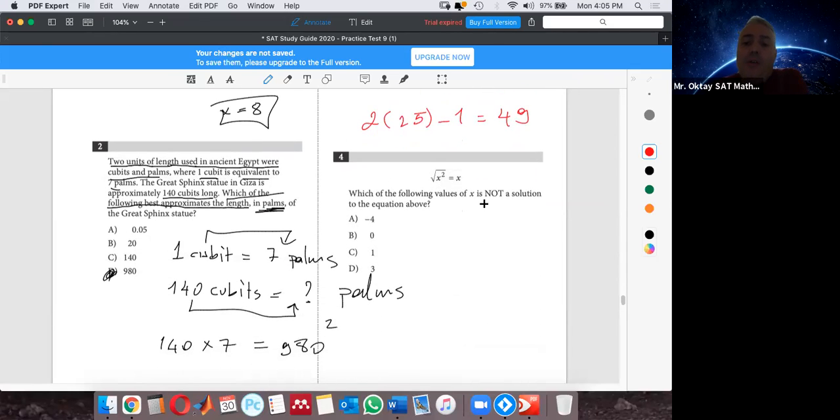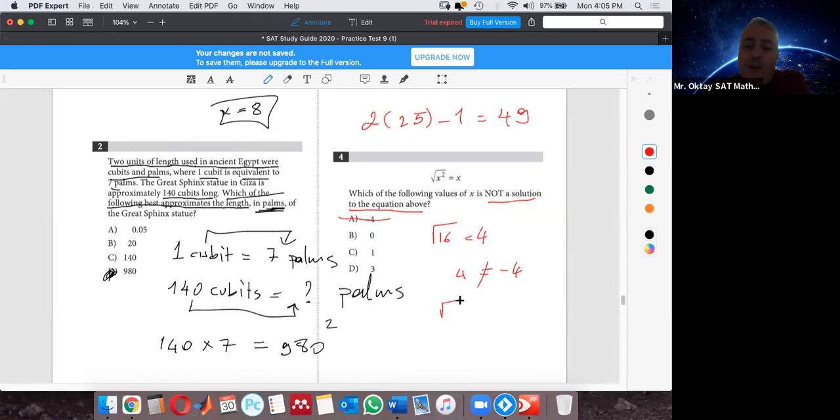Which of the following values of x is not a solution to the equation above? You can use the elimination method, or you can use the normal way. Okay, let us do the elimination. For x equal to -4, -4 squared is 16, and the square root of 16 is just 4. So when x is -4, is 4 equal to -4? Of course not, so it can't be.